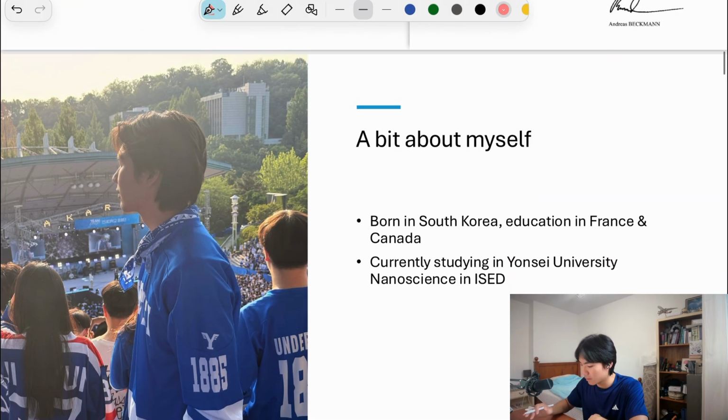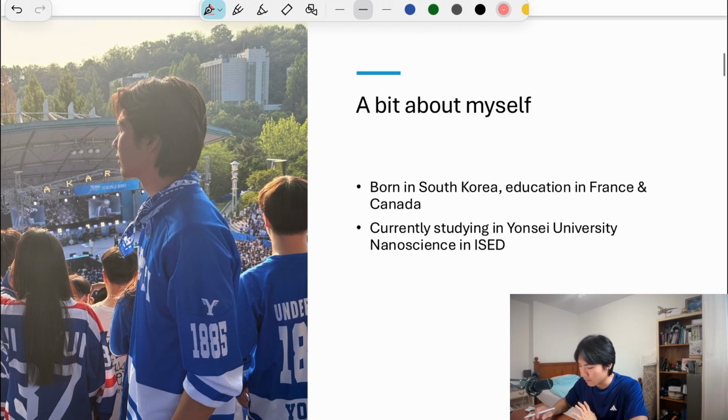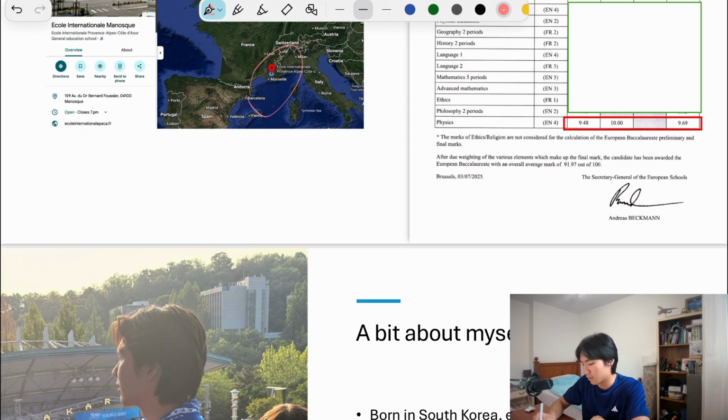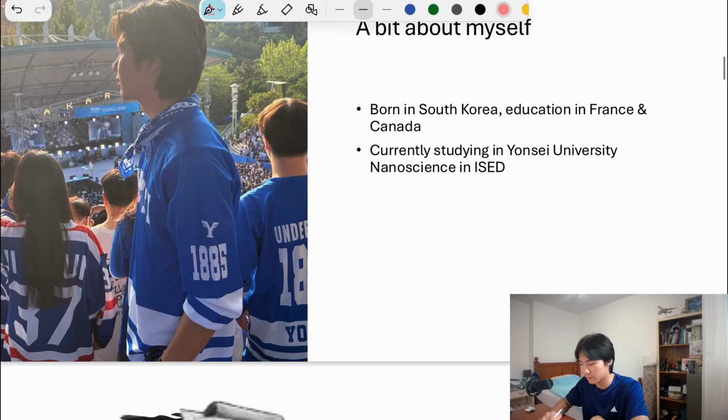Right now I'm studying nanoscience in the ISC division at Yonsei University, which, fair enough, you might not have heard of because it's a university in Korea, right? It's generally considered a top 2, top 3 university in Korea. The reason why I went to Korea, I won't explain here, but it's because I'm South Korean. I was born there, but I did my education in France and Canada, and that's why I did my European Baccalaureate in France, right?